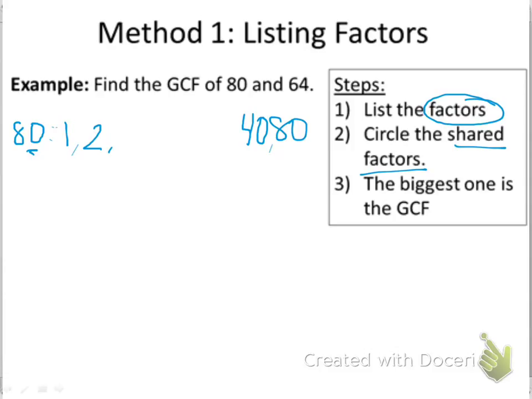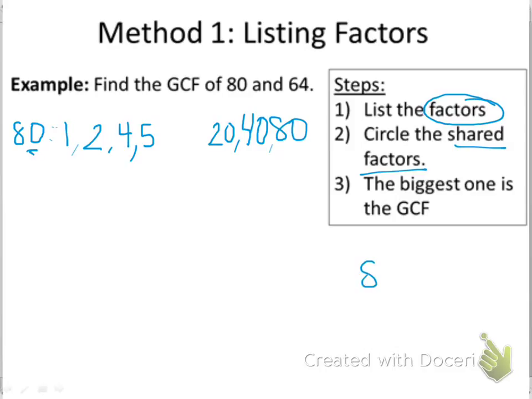Alright, is it divisible by 3? What's 8 plus 0? It's 8. Is 8 divisible by 3? No, 8 can't be divided by 3 without a remainder, so we know it's not divisible by 3. Okay, is it divisible by 4? Yes, 80 is divisible by 4. It's divisible 20 times. Next, is it divisible by 5? Yes, all numbers that end in a 0 or a 5 are divisible by 5.